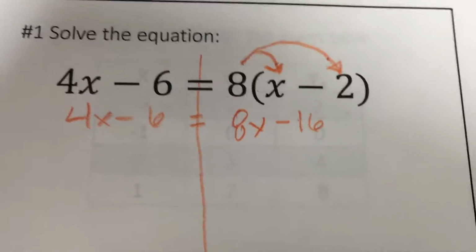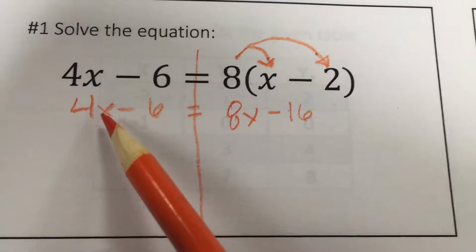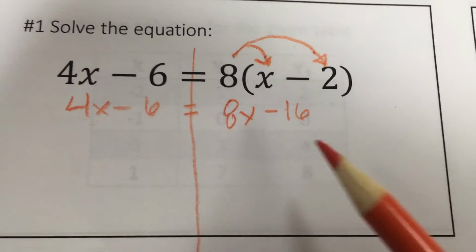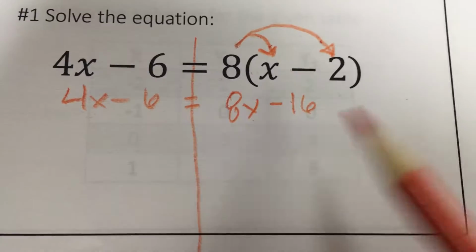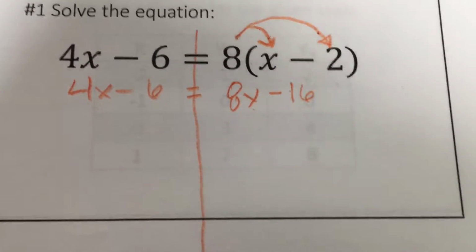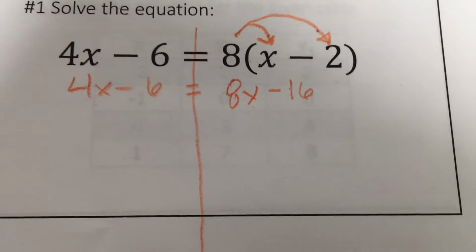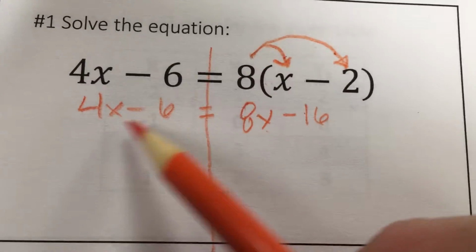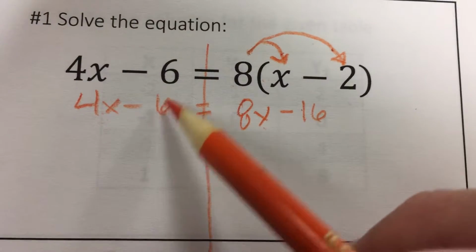The next step would be to combine like terms, but on the left, I have a variable and a number, so I can't combine those. And on the right, I also have a variable and a number, so I can't combine those. Next, I want to add or subtract to get all my x's on the left side and all my numbers on the right side. So I already have an x here on the left. I want to get rid of this number.